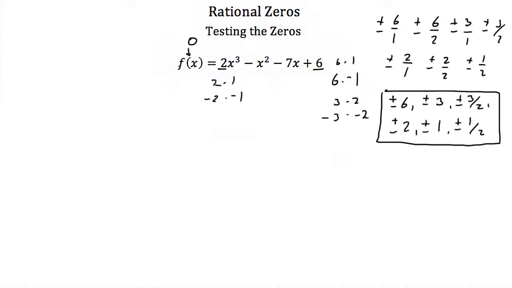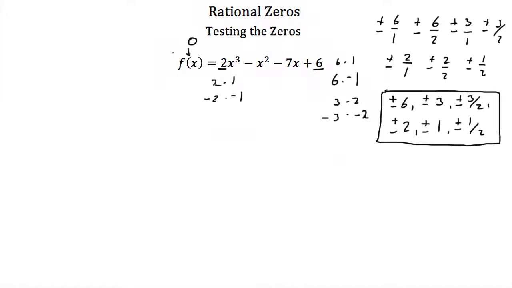But how do we know which ones are actually solutions for this equation equaling 0? Well, we test them individually using synthetic division. So we can pick one at random. I'm going to pick a positive 3. And if we take our equation and divide it using synthetic division by 3, we'll see if that's an actual 0 or solution for this equation.